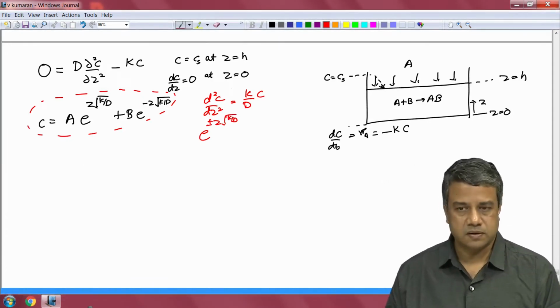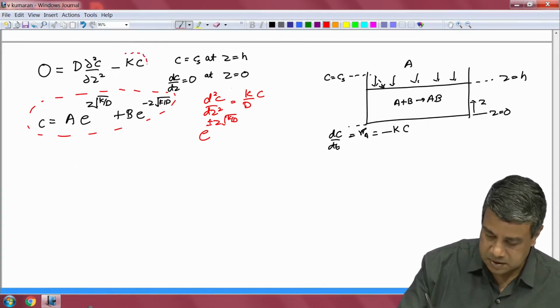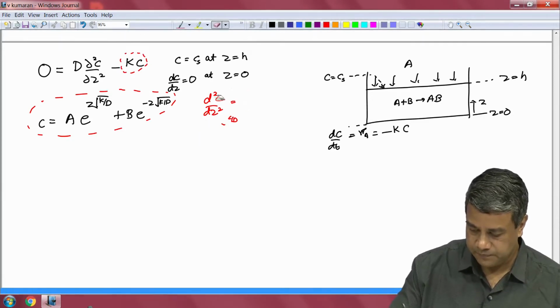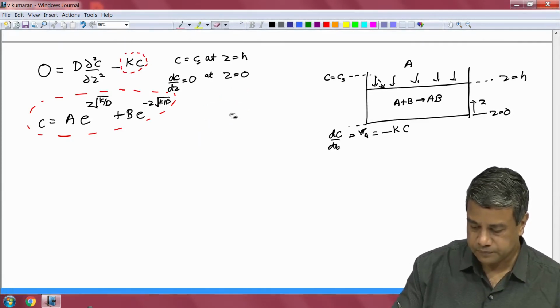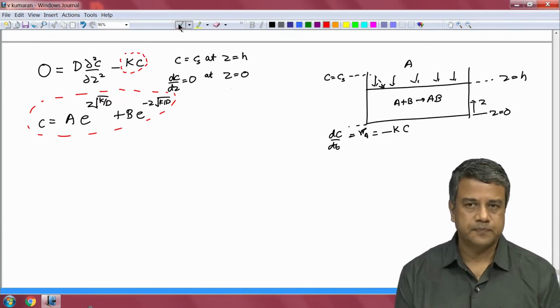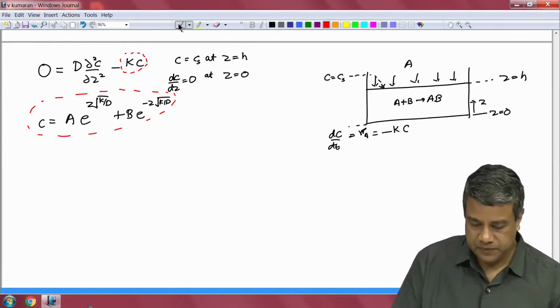So, this is the solution for the equation where this source, in this particular case this source or sink, is now a function of the concentration. So, this is the solution for the concentration field, and now I have to impose the boundary conditions.